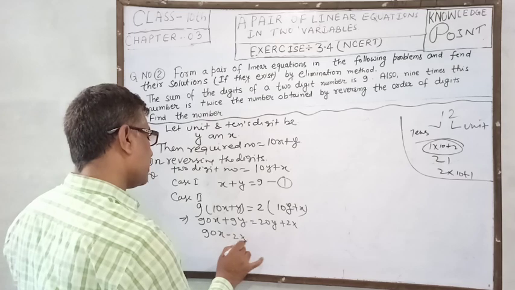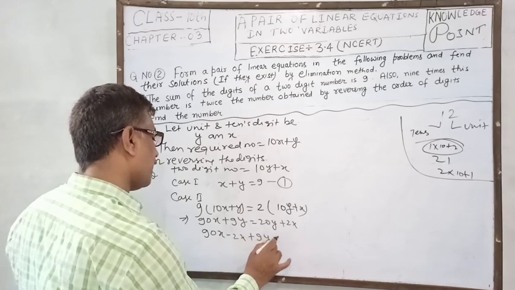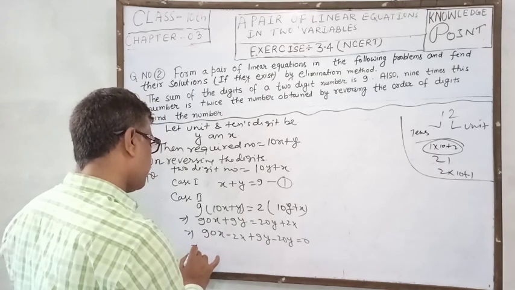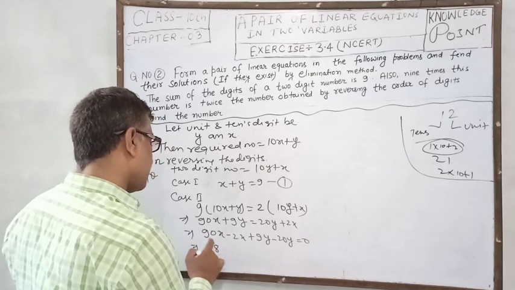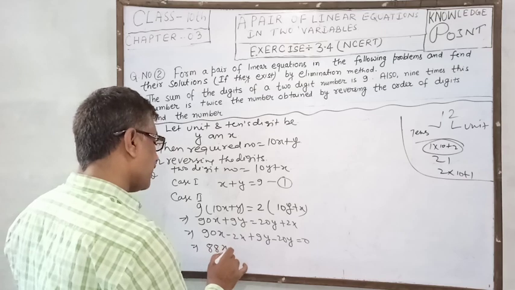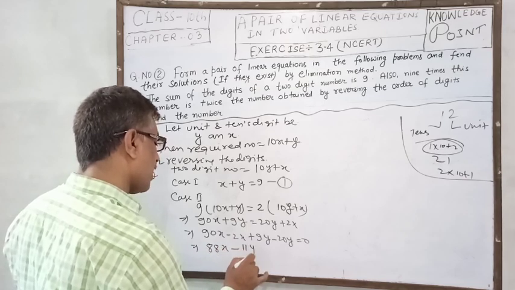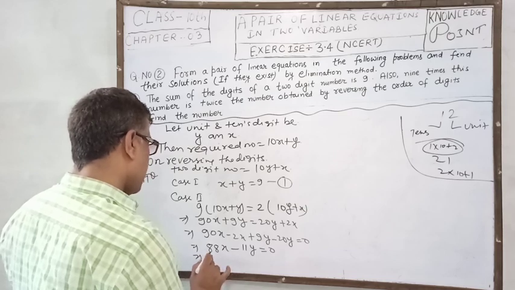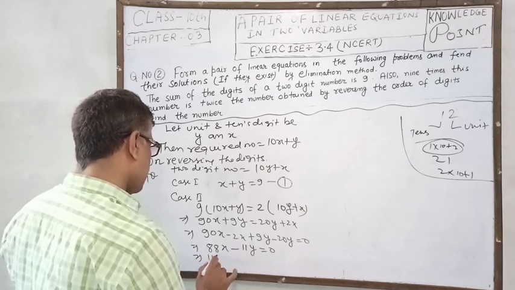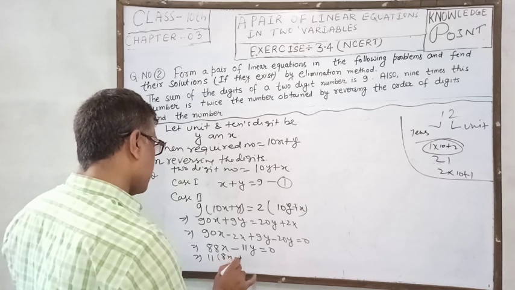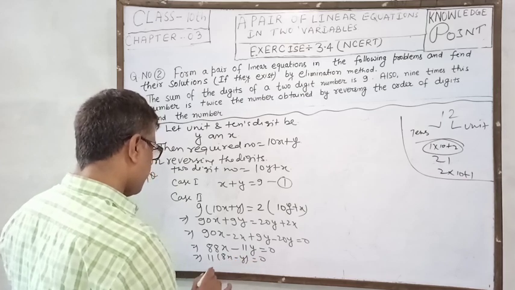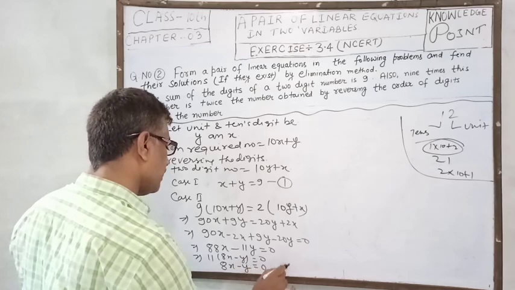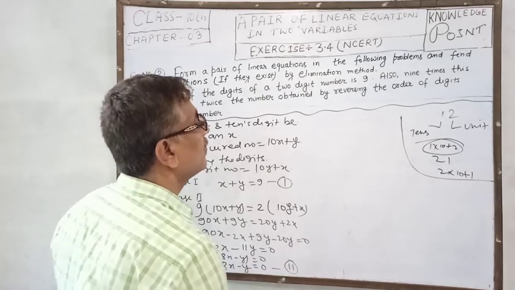90x minus 2x plus 9y minus 20y is equal to 0. So 88x minus 11y equals 0, and taking 11 common, 8x minus y equals 0. So 8x minus y equal to 0 is the second equation.